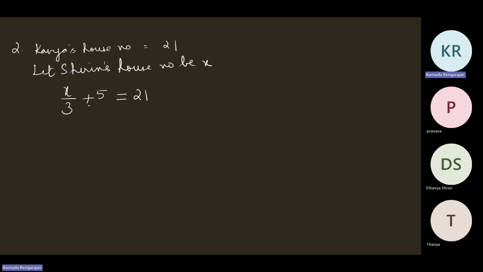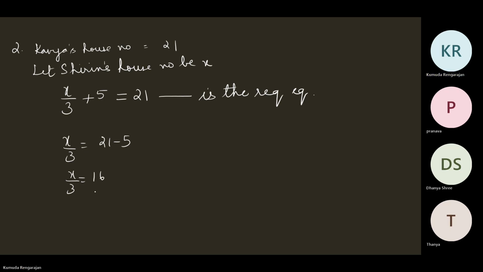So for that, we'll have to solve. This is the required equation. Now we'll have to solve to find Shireen's house number. So x by 3 is equal to 21 minus 5. Plus 5 goes to the other side as minus 5. X by 3 is equal to 16. Now you'll have to cross multiply. X is equal to 3 into 16. X is equal to 48. So Shireen's house number is 48.